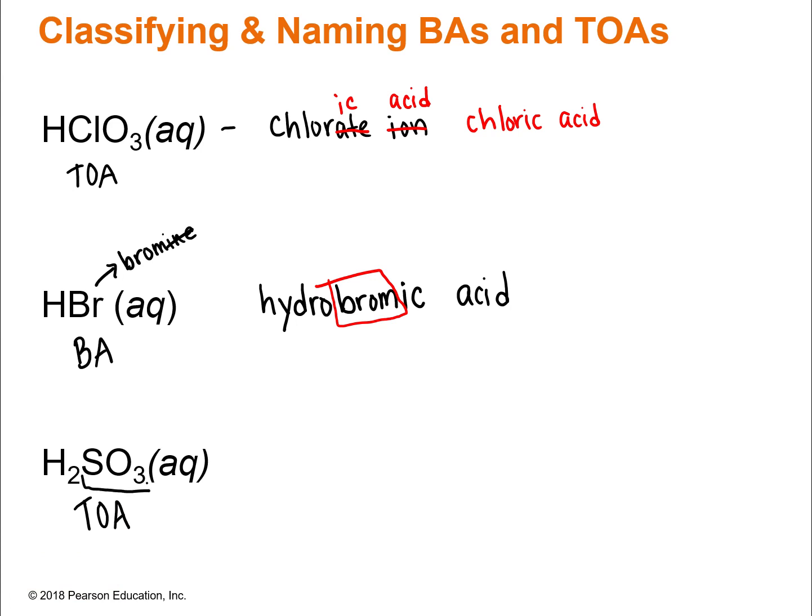The third one, so the first one is a ternary oxyacid. So we don't use hydro for those. For those, you start with the name of the oxyanion, and then you use either ic or ous at the end. So hydro is only for the binary acids.